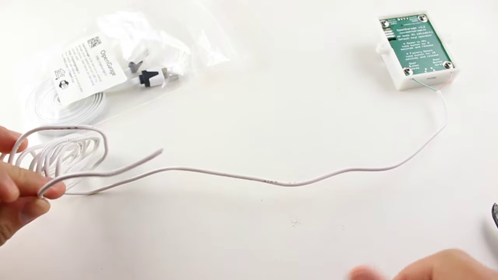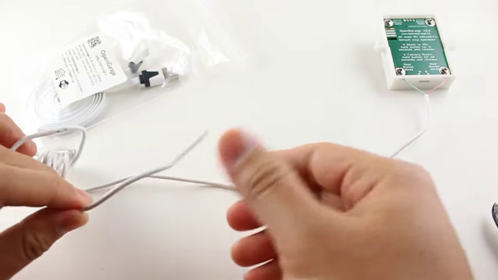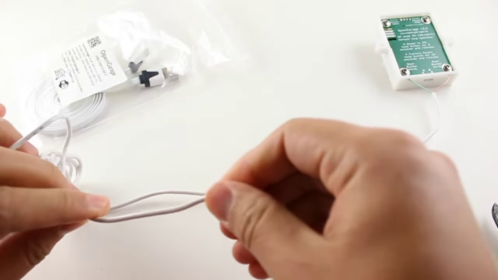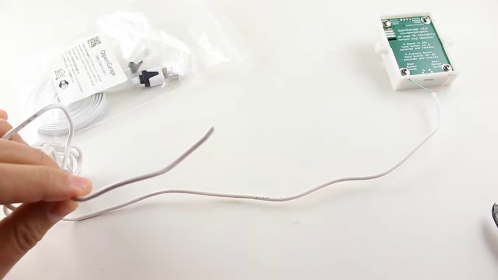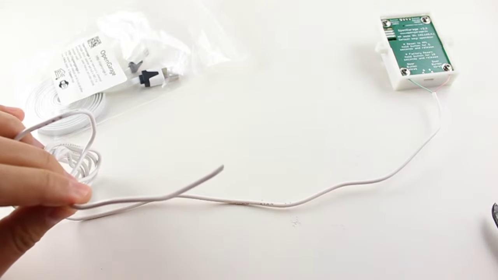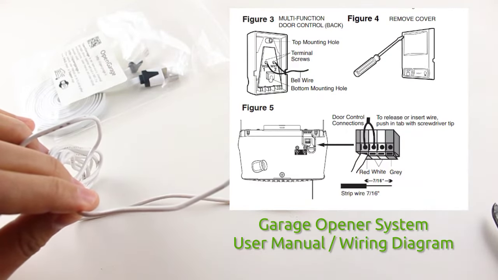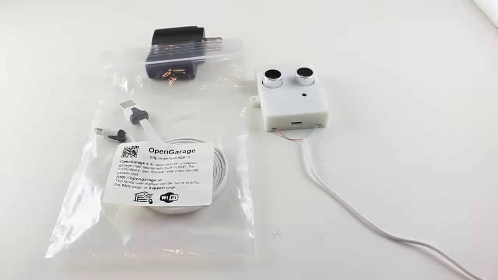On the other side of the cable, strip the wires the same way, and these should go to the garage door button terminals on your garage opener system. For details, please refer to your garage door system's user manual. Now let's set up Wi-Fi connection for OpenGarage.